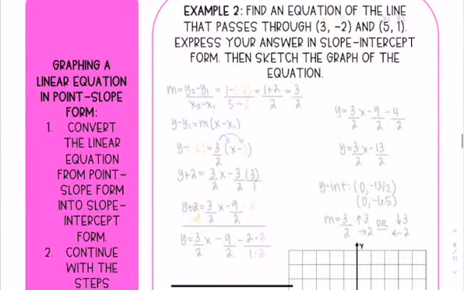So we need to find an equation of the line that passes through the points 3, -2 and 5, 1. We express our answer in slope-intercept form and then sketch the graph of the equation. So the first thing we need to do is find the slope. So writing down our slope formula, we got y2 minus y1 over x2 minus x1. I'm going to label my points.